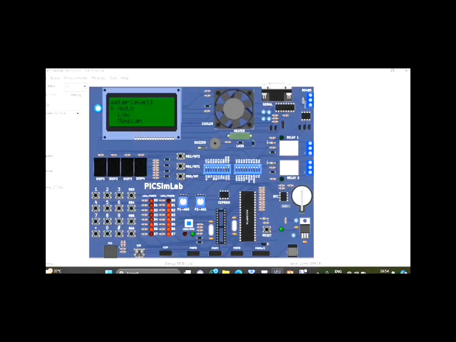The timer is shown on the board. This is the timing. Press switch 5 to start the washing. My cooler fan is on. The timing is 46 seconds until it completes. The fan is on. Washing is on.